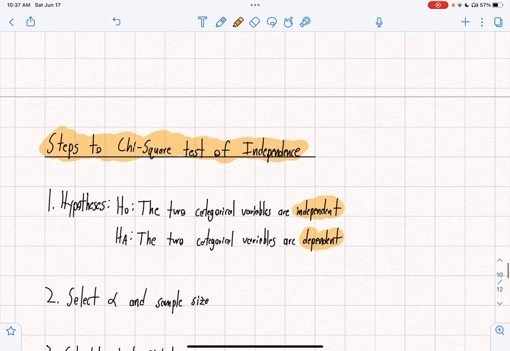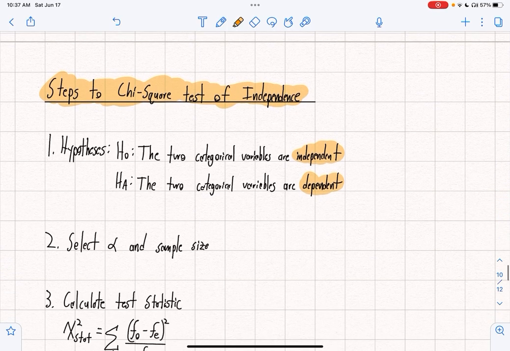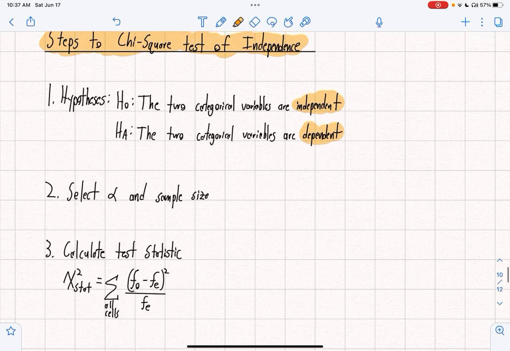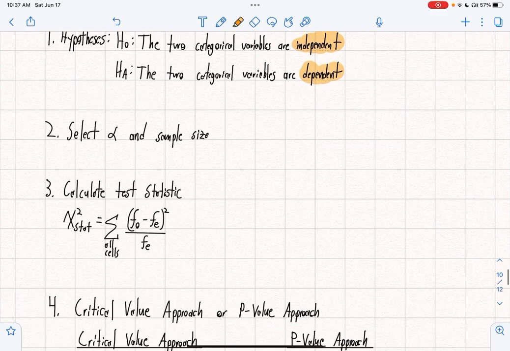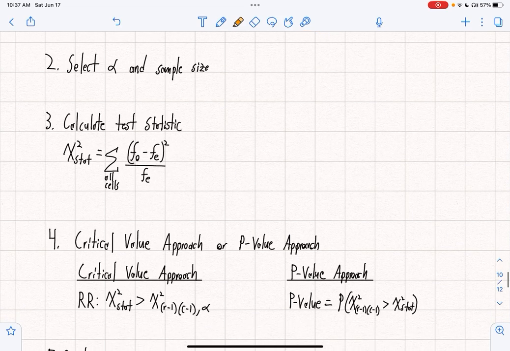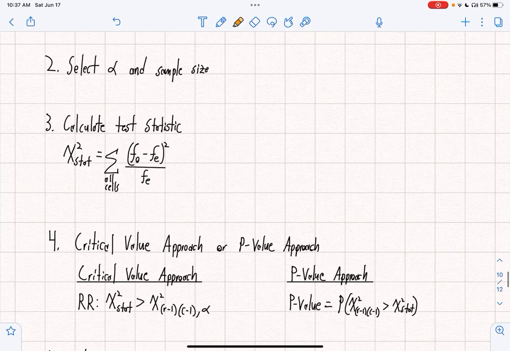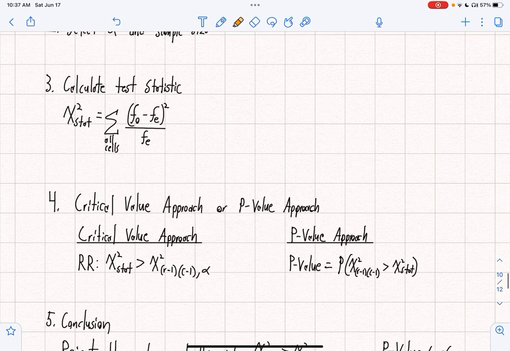Step 2, select alpha and our sample size. Step 3, calculate our test statistic, which we have seen before. In fact, these steps are essentially identical to our earlier chi-square test. Step 4 is to determine your rejection region or use your p-value approach. Again, this is the same as before.